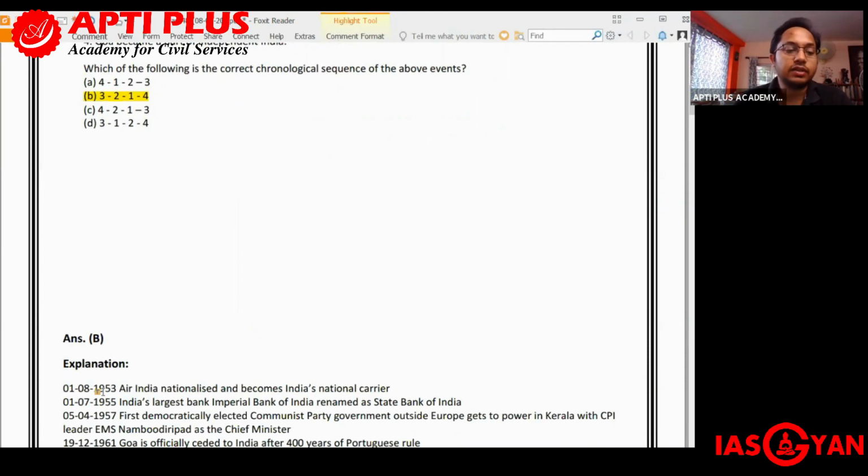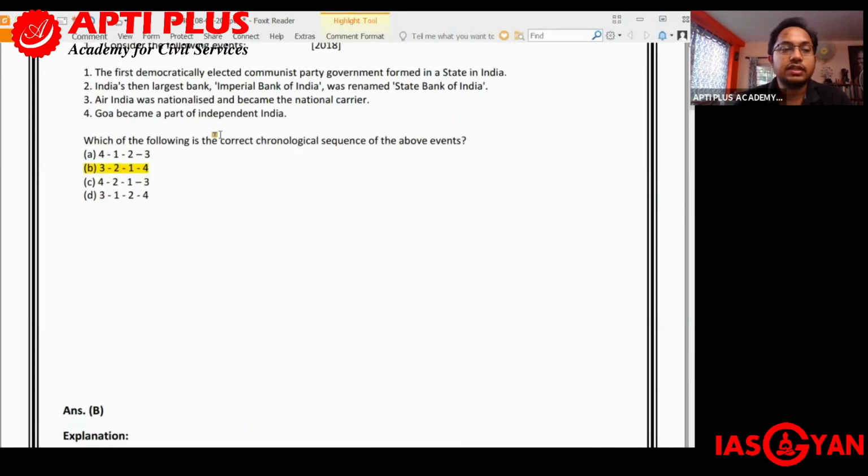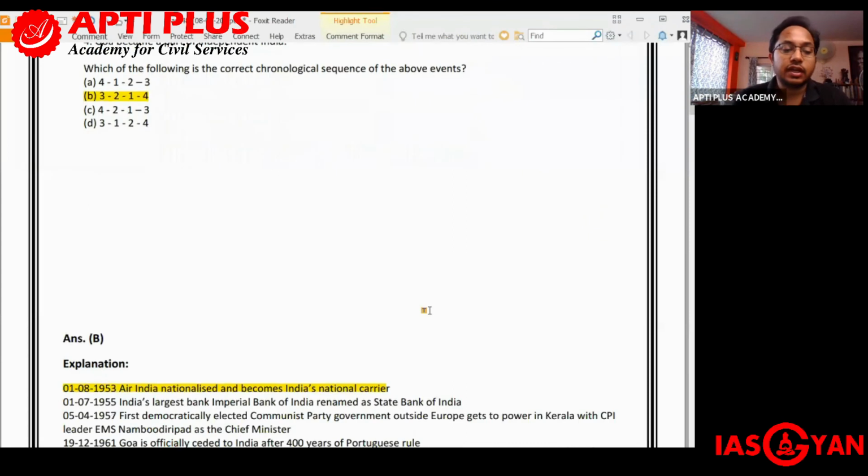What happened earlier was in 1953, Air India was nationalized and became India's national carrier. So 3 is Air India was nationalized and became the national carrier. When did it happen? It happened in 1953.